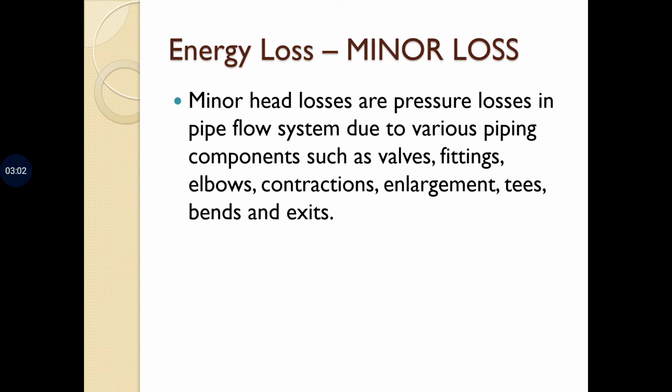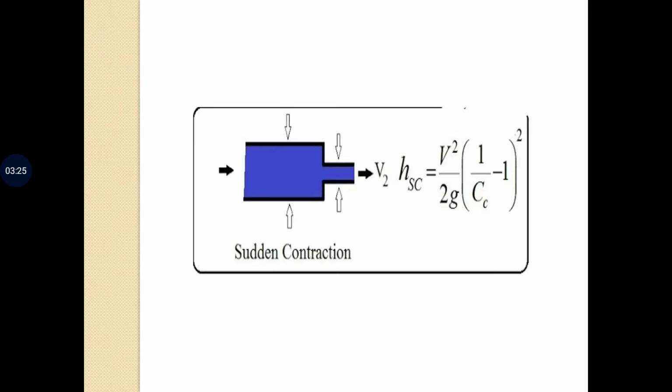Next is the minor loss. Minor loss in the pipe is due to the pressure loss in the pipe due to various fittings, components, and valves attached to it. As we discussed, the loss is due to entry, exit, sudden expansion, sudden contraction, or due to different fittings like elbow, T-section. So let us discuss each loss.